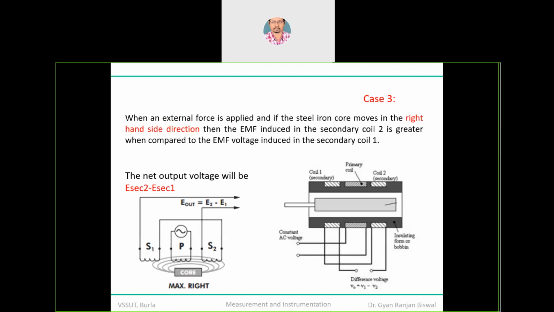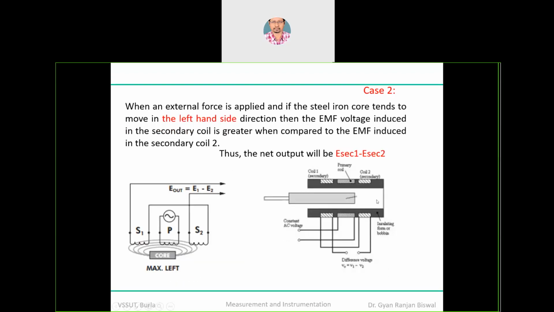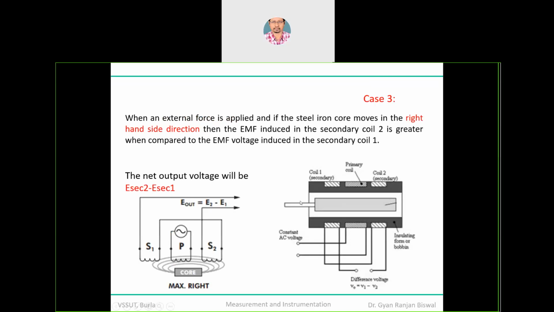Now we consider case number 3, the last case. Say the external force is motivating this core to move from left to right. In the earlier case, case 2, it was moving from right to left. So in case 3, it is moving from left to right. In the same scenario, E2 is increasing and E1 is reducing. So the net output you will get is E2 minus E1.